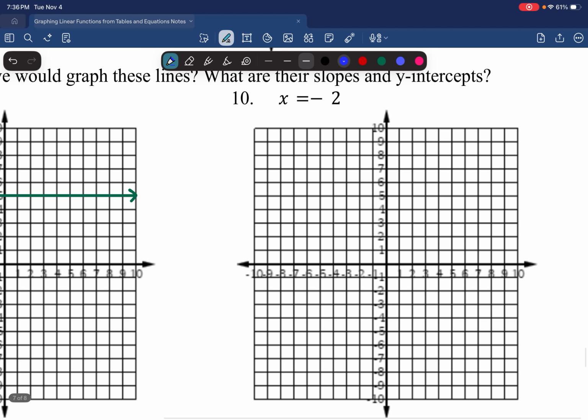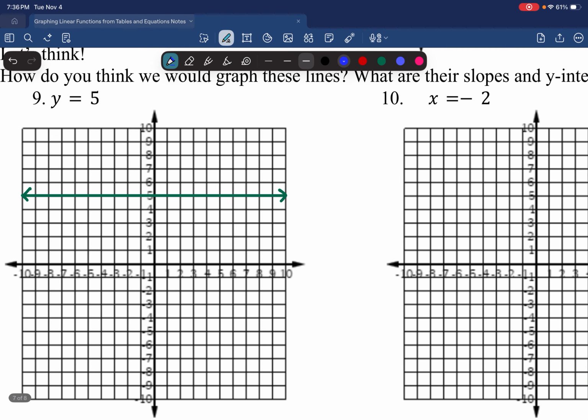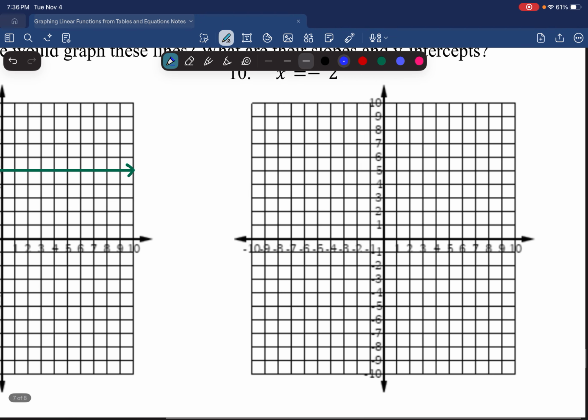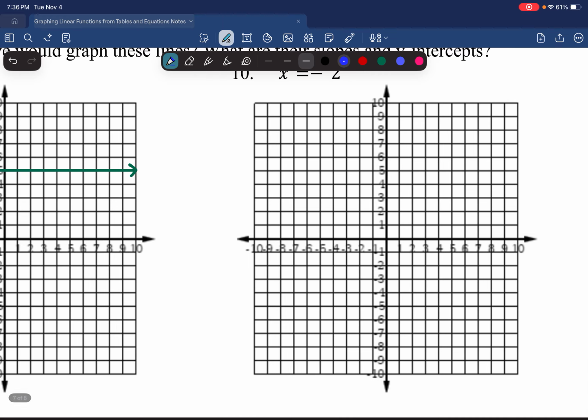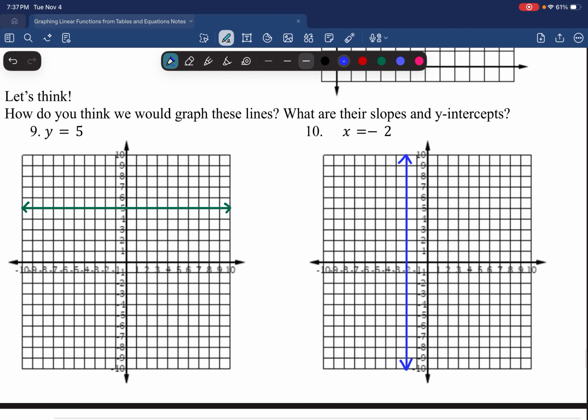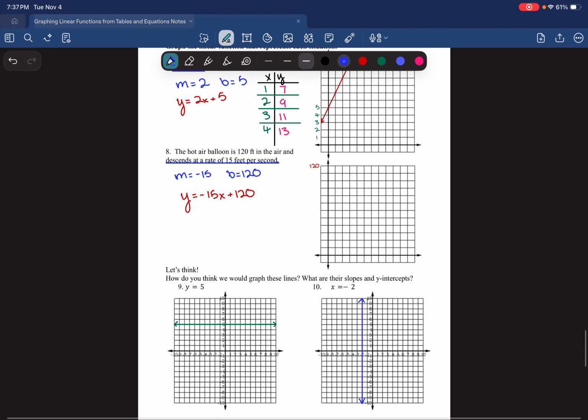But then let's say I have x equals negative 2. If y equals 5 was a horizontal line at y equals 5, always 5, never changing, what do you think x equals negative 2 is going to be? That's right. Just x equals negative 2 all the way. So we're always at x equals negative 2. So that should clear this up for you.